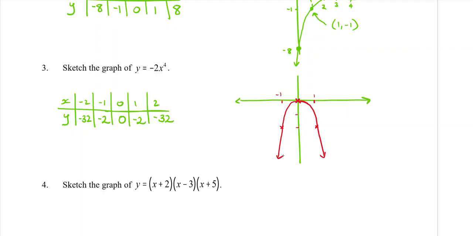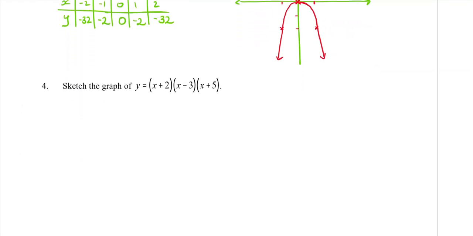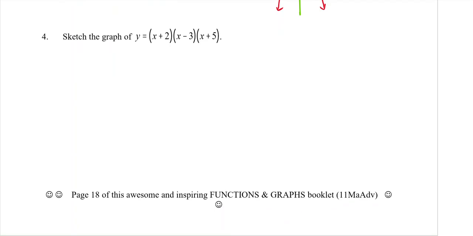Yes? All good with that? Question 4. These are the good ones. Sketch the graph of y equals, and we have 3 brackets times together there, which means this is a cubic of the new fun kind.